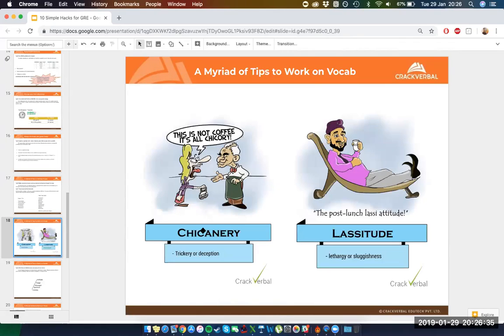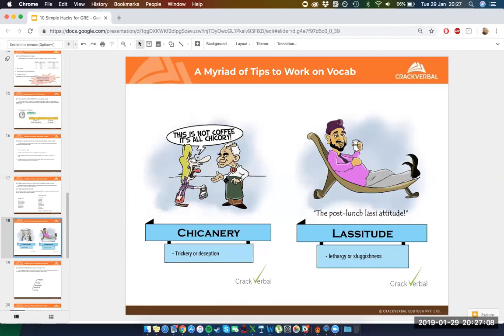So in this case, you have the word chicanery, which means trickery or deception. But how are you going to remember that chicanery means trickery or deception? We now have this lady who is talking to, presumably, a shop owner, and she says, this is not coffee, it's all chicory. Now, chicory is something that you would put in coffee to keep it dry, but it also adds something to the weight. So you have less coffee and more chicory. So she's complaining that there's more chicory. Chicory sounds a bit like chicanery. So you have a visual auditory clue.